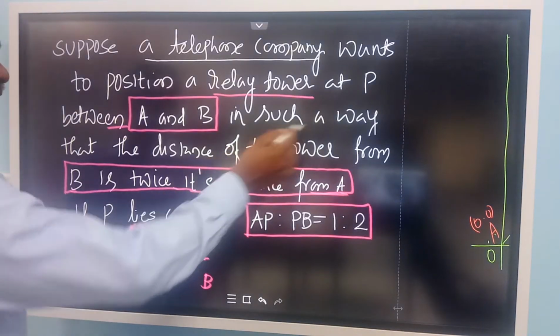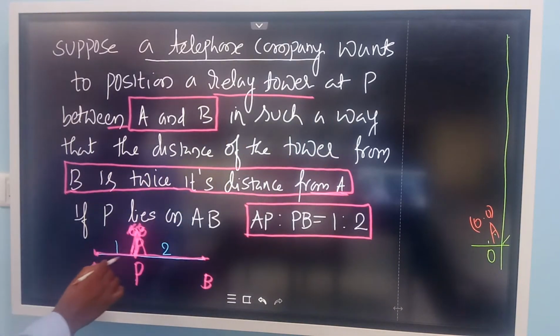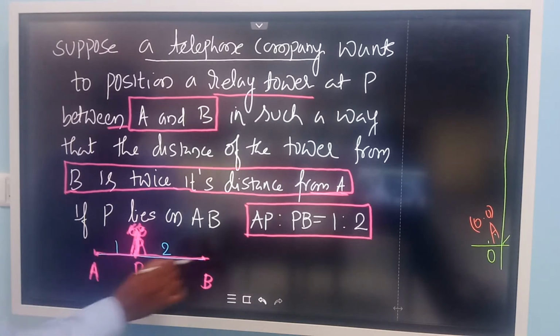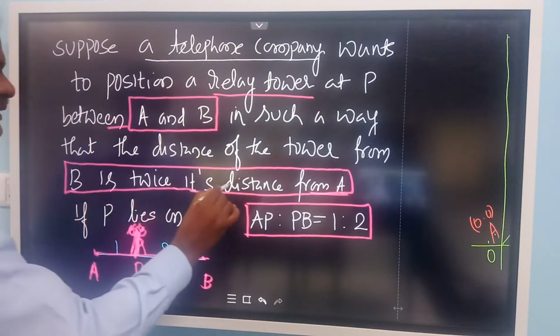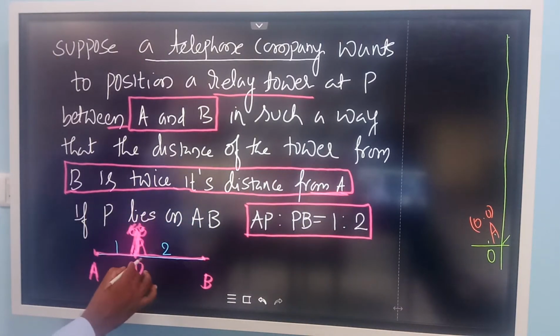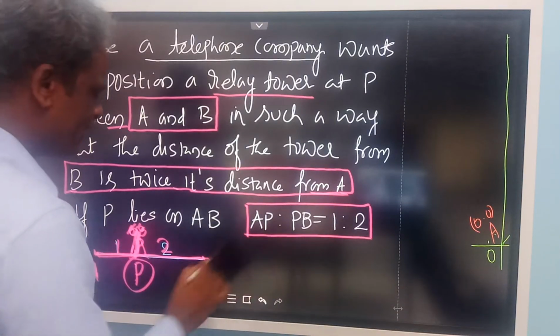Now, in such a way that the distance between the tower and the points A and B is given like this: B is twice its distance from A. Suppose A is x, then B will be 2x. So that means it will be in the ratio of 1:2. Now what is this point you have to find out? AP is to PB will be in the ratio of 1:2.